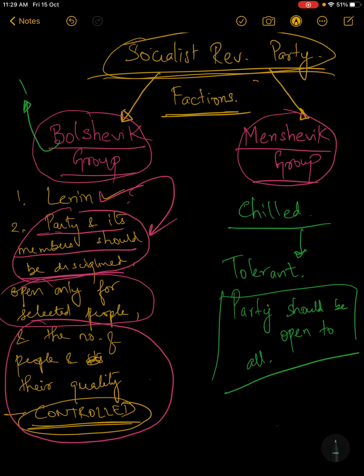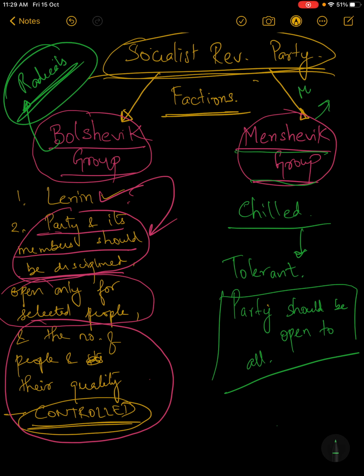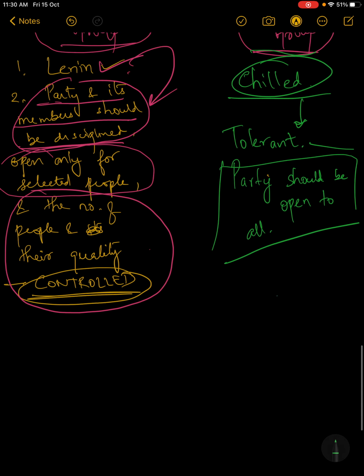So you can realize that the Bolsheviks became the radicals, meanwhile the Mensheviks were the slightly more moderate group. Mensheviks were more chilled out, more tolerant, and they said that the party should be open to all.